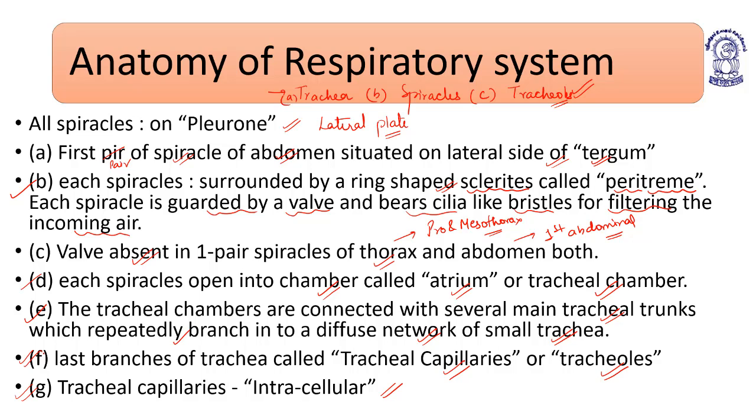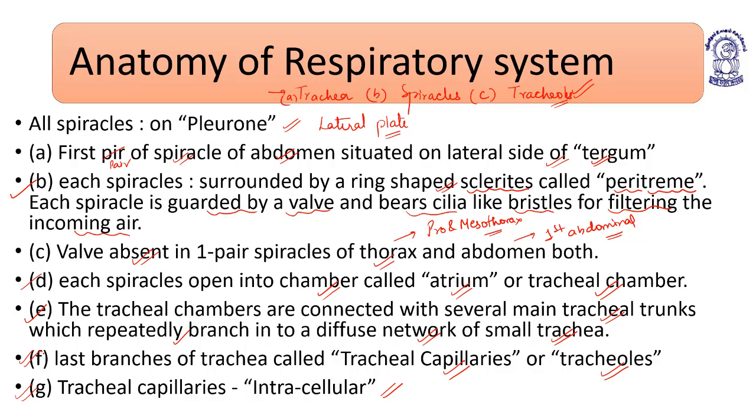All spiracles are on the pleurite, which is the lateral plate. The first pair of spiracles of the abdomen is situated on the lateral side of the tergum. Each spiracle is surrounded by a ring-shaped sclerite known as peritreme. Each spiracle is guarded by a wall and bears cilia-like bristles for filtering the incoming air. Walls are absent in the first pair of thoracic spiracles and the first abdominal spiracles as well.